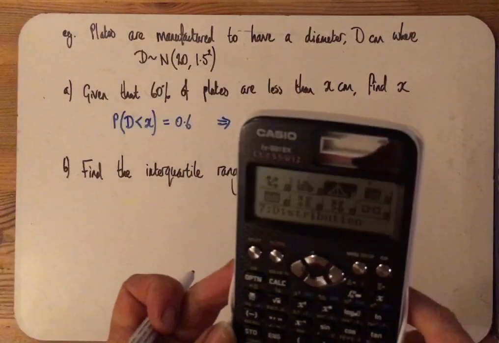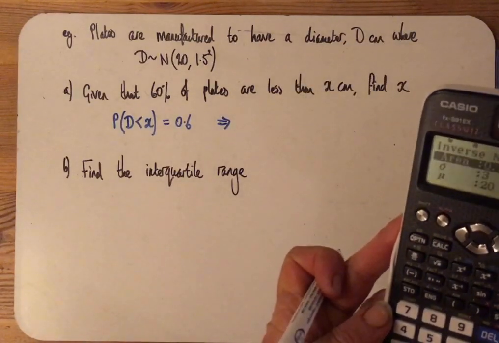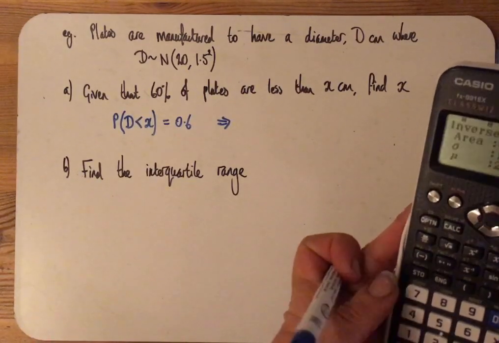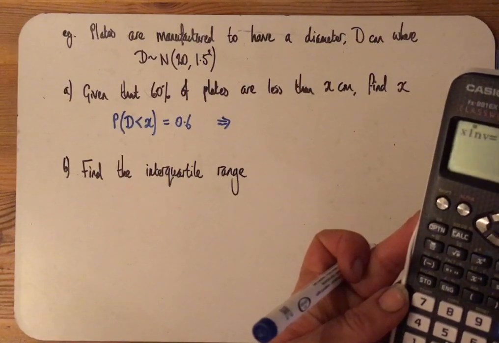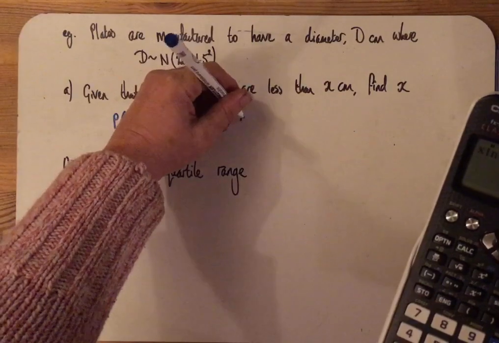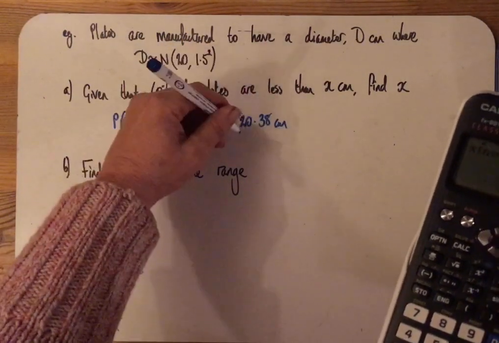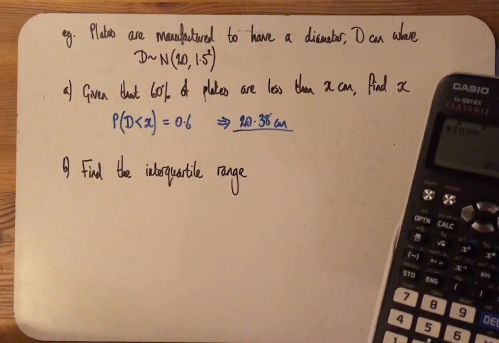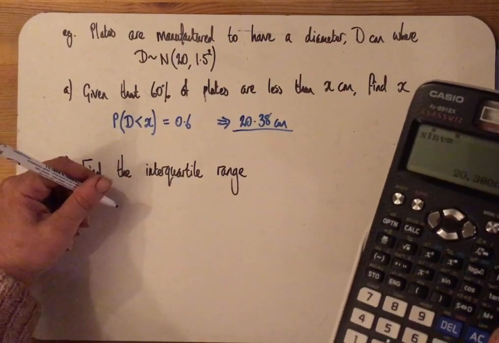So I think I was on inverse normal, so option 3, area is 0.6, standard deviation is 1.5, and the mean is 20. And that gives you 20.38. So 60% of the plates have a diameter of less than 20.38 centimetres. And don't ask. And the interquartile range.